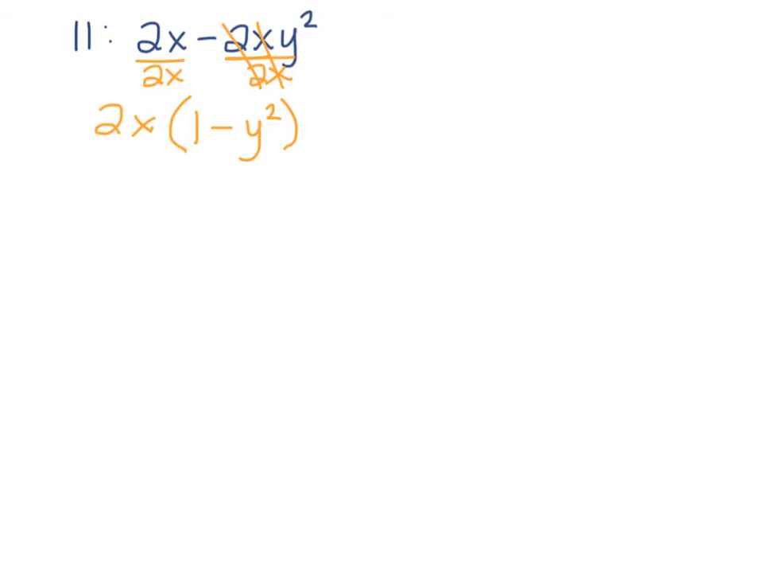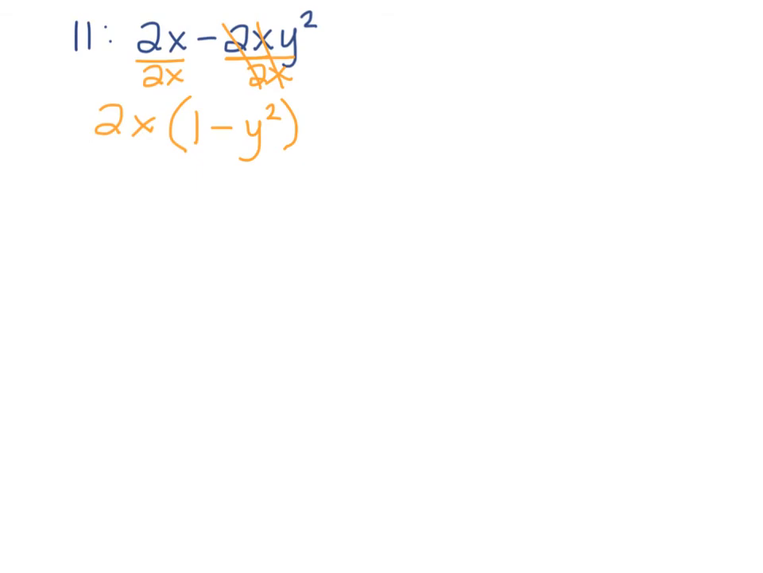Well, this isn't a trinomial, right? It doesn't have 3 pieces. It only has 2. 1, 2. It's a subtraction, so the first thing I'd be thinking of is this a difference of 2 squares? Well, 1 is a perfect square, because 1 squared makes 1. And y squared is a perfect square, because y squared makes y squared.